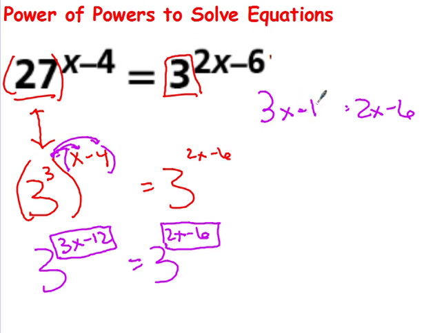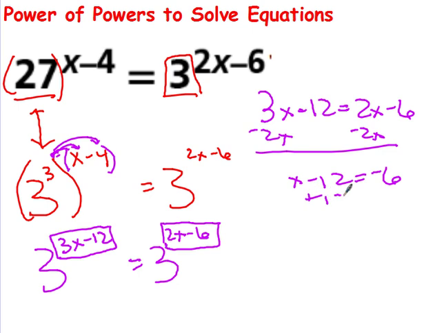So 3x minus 12 is equal to 2x minus 6. So now I can just solve real quick. This should be a pretty basic equation. We have x minus 12 equals negative 6. Add 12 to both sides, and I get x equals positive 6.